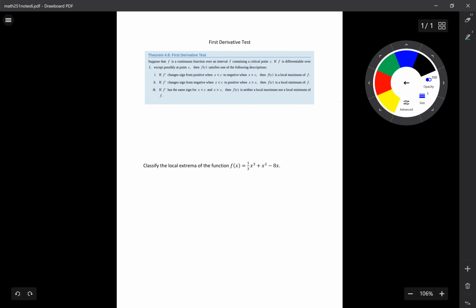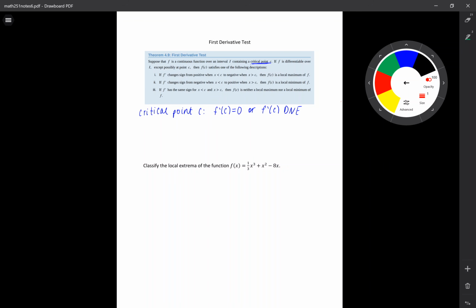First of all, what is a critical point? Just to remind ourselves, a critical point, c, is a point where either f prime of c is equal to 0 or f prime of c does not exist. Okay, so when we are using the first derivative test, we first have to find our critical points. Then it says if f is differentiable over this interval I, except possibly at this point c. That except possibly at point c is because our derivative may not exist there.